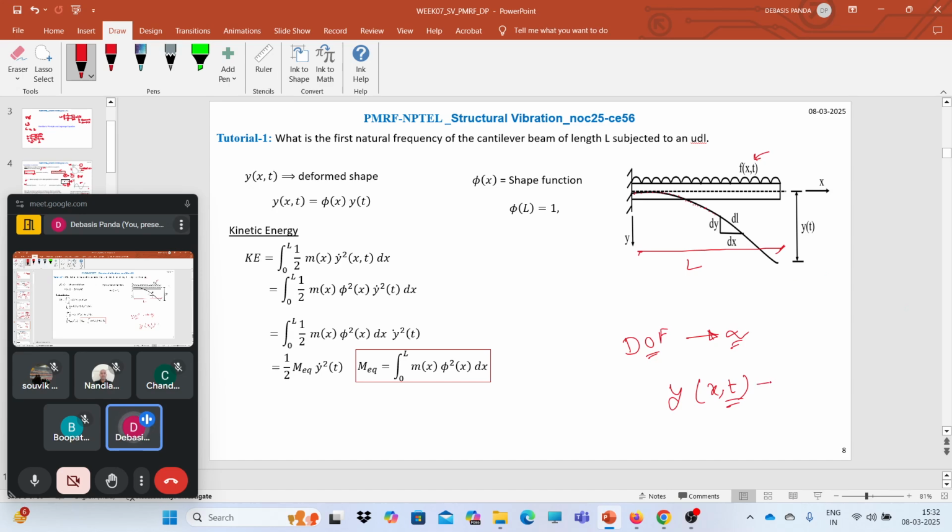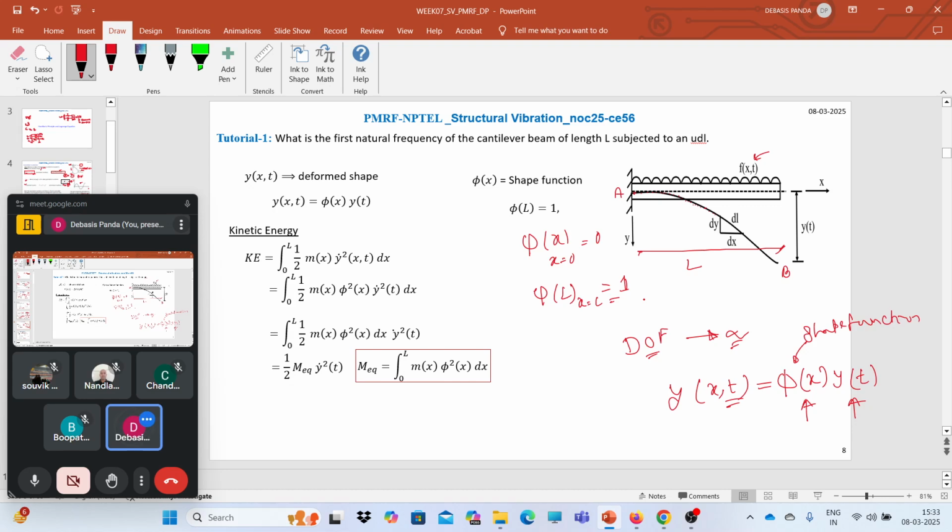Now, to describe this deformed shape with the help of separation of variables, we can write it as phi of x into y of t, that means a function of space and a function of time. Phi of x is what we call the shape function, and y of t is the response of this system. The shape function should define the deformed shape. So phi of x at x equals 0 will be 0, and phi of L, that means at x equals L, will be 1. Those are the basic properties of the shape function.